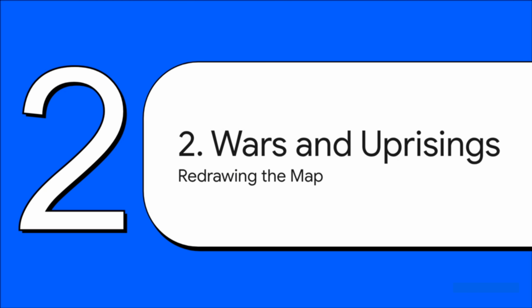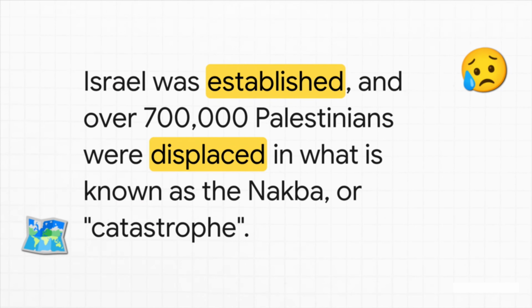All right, Section 2, Wars and Uprisings. Because that civil war, that was just the opening act. It snowballed into a series of major wars that literally redrew the map and set the terms of this fight for decades. So, 1948, the British leave and Israel declares its independence. The surrounding Arab nations invade, and the first Arab-Israeli war begins.